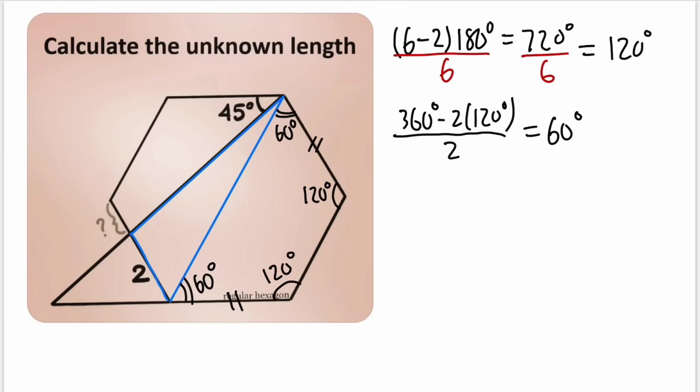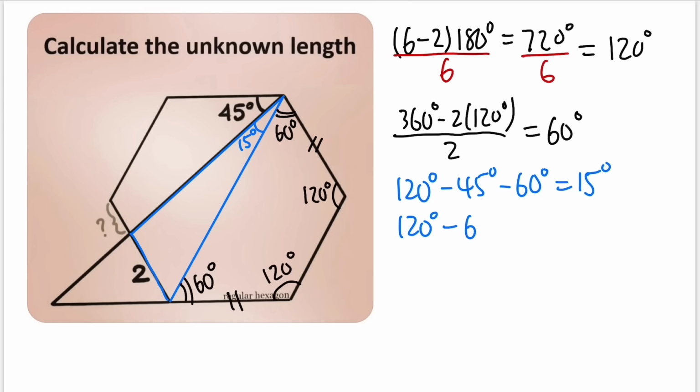That said, we can actually figure out what this angle is. To do so, we know the whole thing from here to here is 120. So let's just do 120 minus 45 minus 60. We will get 15. So that's 15 here. And then for this angle here, well, from here to here is 120, and then we know this right here is 60, so just minus 60 degrees. So we get 60 degrees, and that's right here.